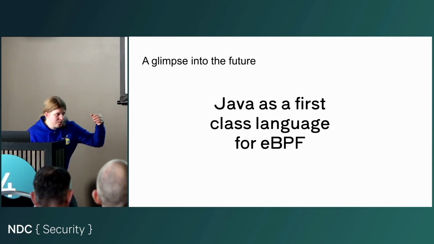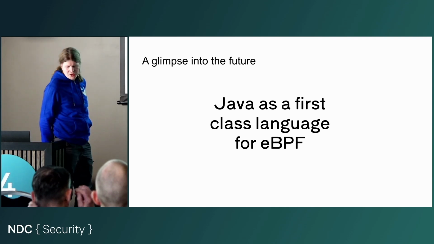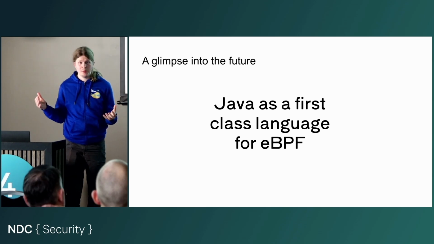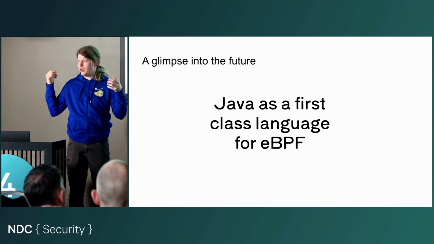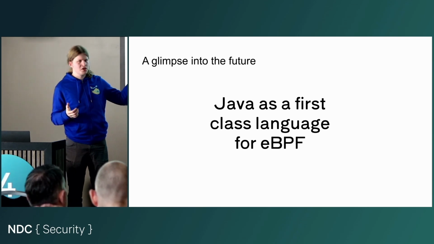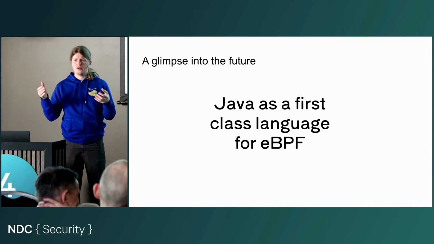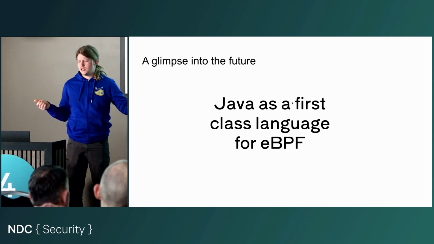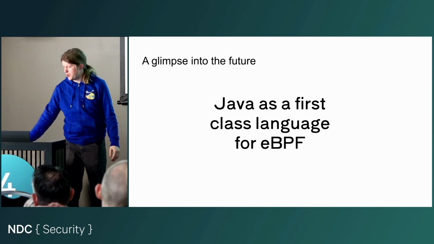So now to the end of my presentation. What I want is Java as a first-class language for eBPF, because I think it's cool that we can write these programs in Go and Rust, but it's also cool that we can now write them in Java, because many people, especially junior developers and people from university, mostly know Java, at least in Germany where I come from, so it helps them to understand what we're doing.